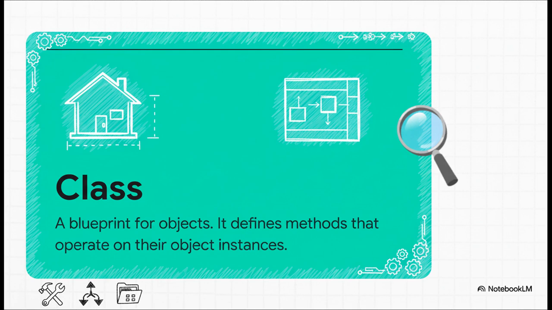Now, a class isn't the thing itself. It's the plan for the thing. It's what lays out all the potential characteristics, we call those properties, and all the possible actions it can take, which we call methods or functions.